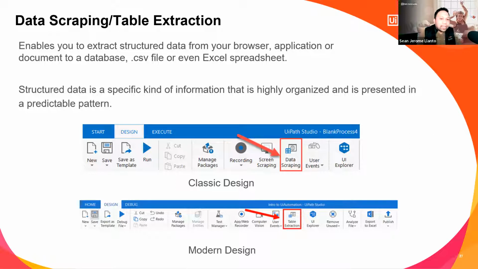Considering that we have 2 design experiences, classic design actually has data scraping. But in modern design, we use the terminology table extraction. Table extraction in the modern design actually combines screen scraping as well as data scraping.